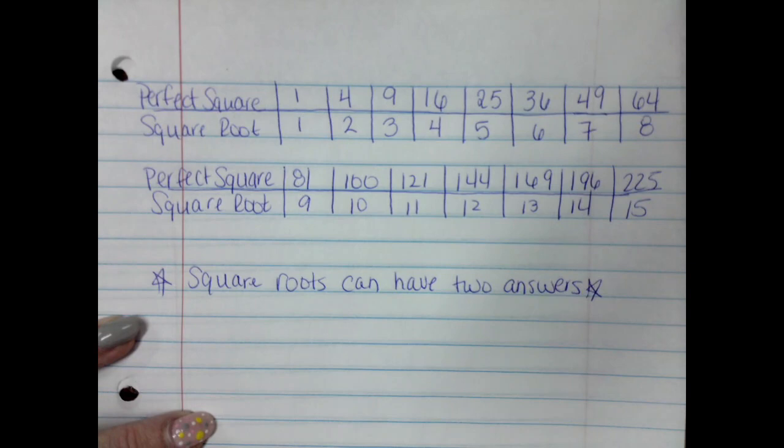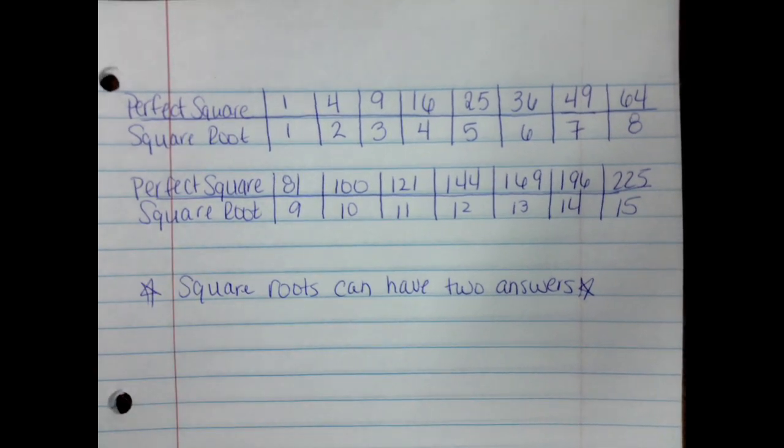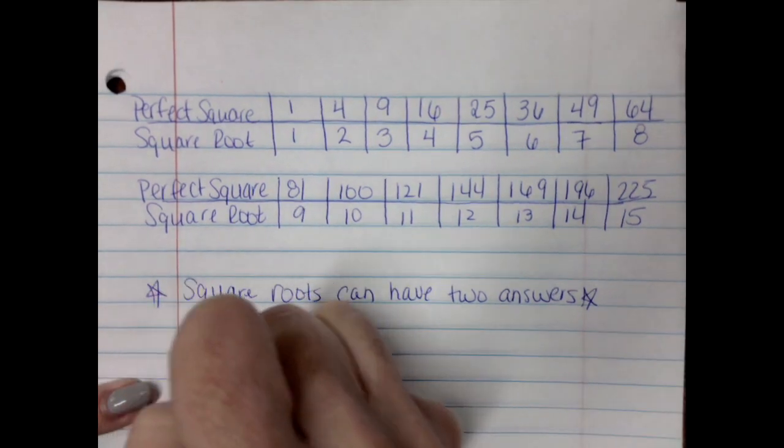Now, why is that? Because how do I get another number? 2 times 2 is 4. What other number times itself is 4? 3 times 3 is 9. What other number times itself is 9? So let's talk about 2 times 2, which was 4.